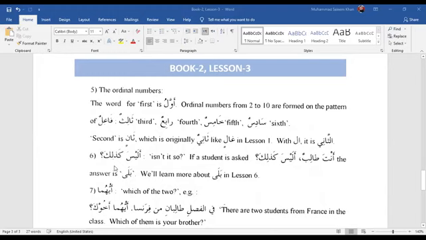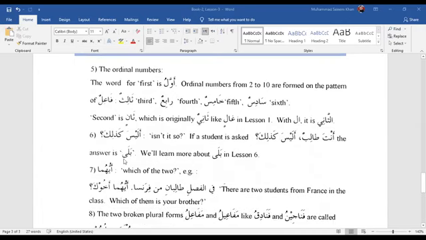Similarly, alaysa kadhalika is an expression that is translated as 'isn't it so?' And the answer to this one will be bala. The answer will not be na'am, the answer will be bala. And we can take the example from the Quran: alastu bi rabbikum, and then it is bala. Ayyuhuma, which of the two? Huma means two, and ayyu means which. We talked about this yesterday.